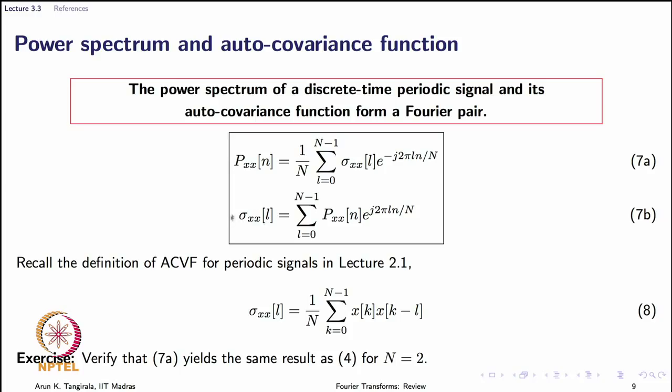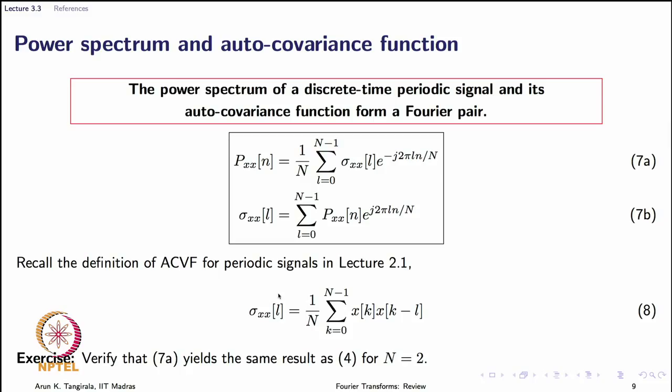So, the autocovariance function is a function of lag L. This is the Fourier representation for it, that is in 7b, and in 7a I am calculating the power spectrum as a Fourier coefficient of this representation, all right. And this result is fairly easy to prove. So, I will actually leave it to you to verify if this holds.